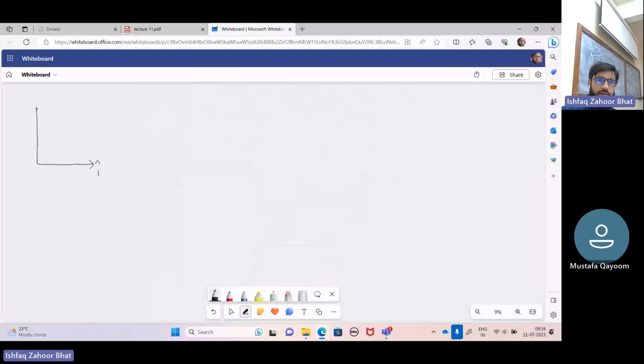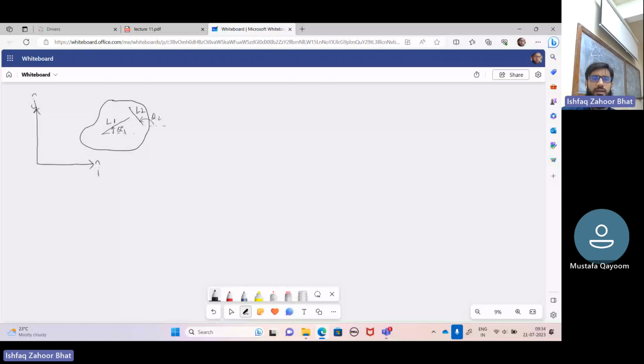This is I and this is J, and this is some body, and let's take some line on this body. Can you take some line on a body? Yes, why not. So this is some L1 line of the body, and let's take some L2 line, another line on the body. This is theta 2 and this is theta 1.